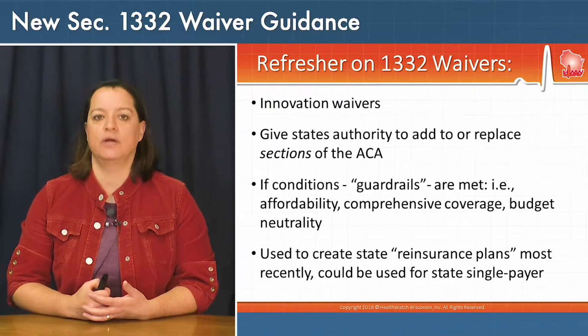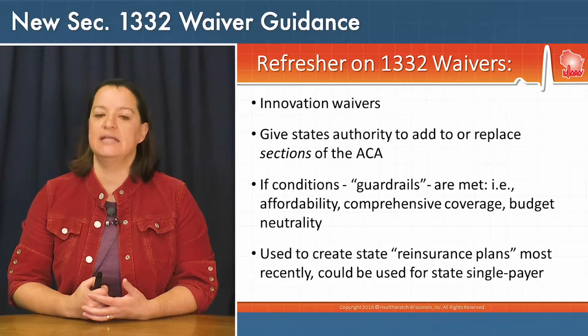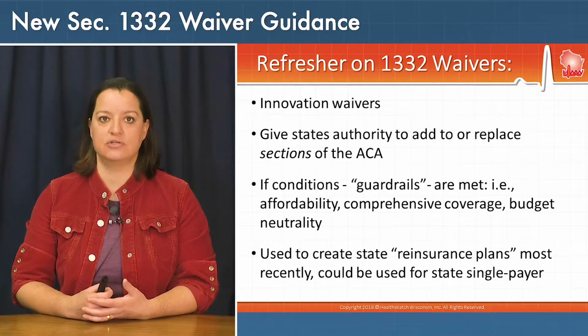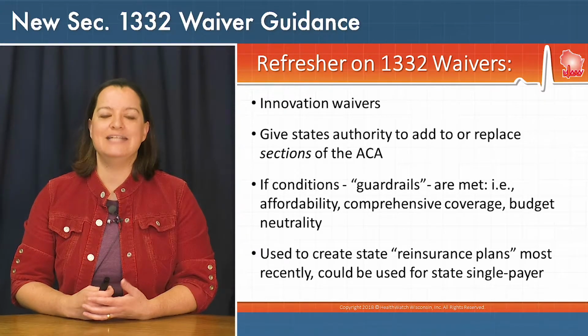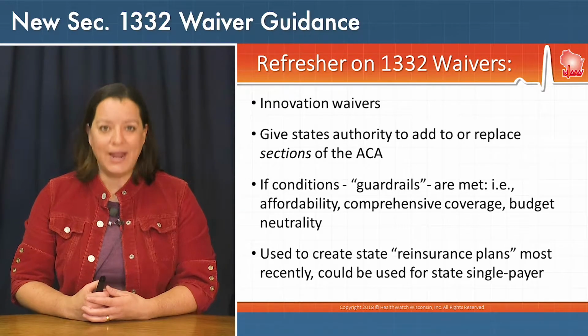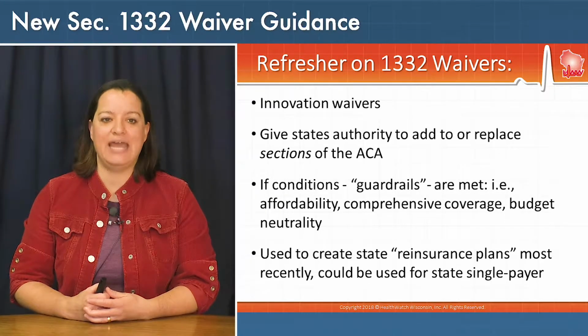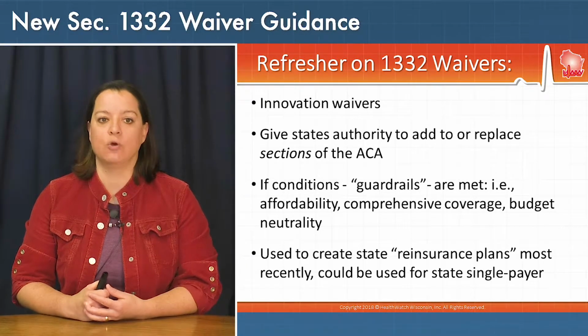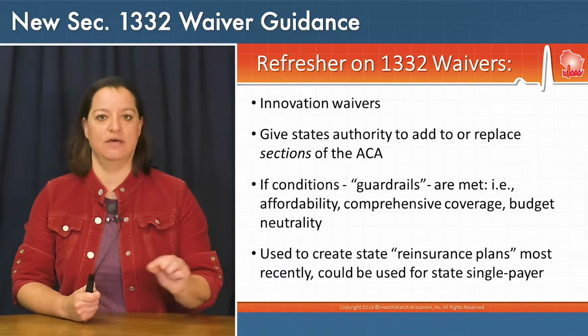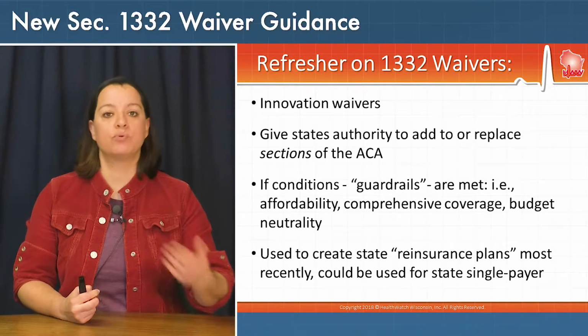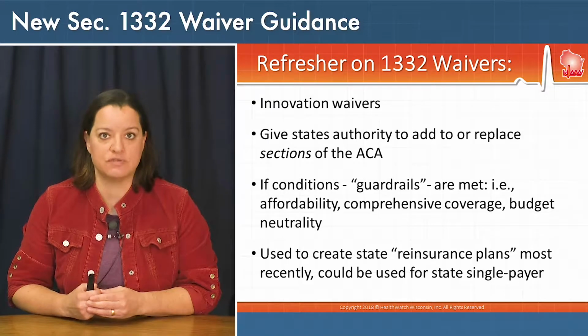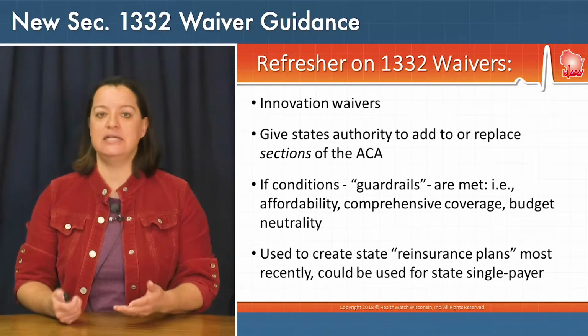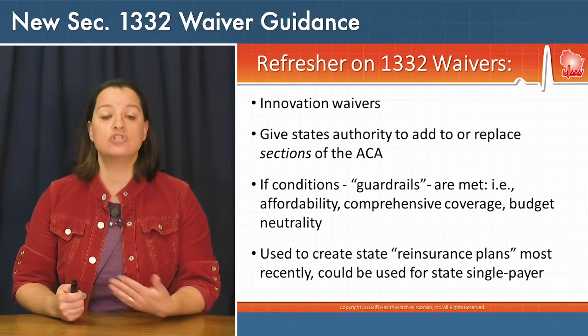Here's a quick refresher on what 1332 does now. It's the section of the Affordable Care Act, Section 1332, that creates innovation waivers. Right now in the Affordable Care Act, states can ask permission from the feds to add or replace key sections of the Affordable Care Act to improve the delivery of insurance services in their state. A lot of states are doing this right now with reinsurance waivers.